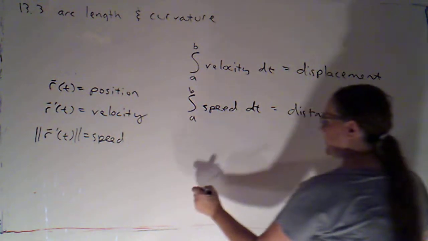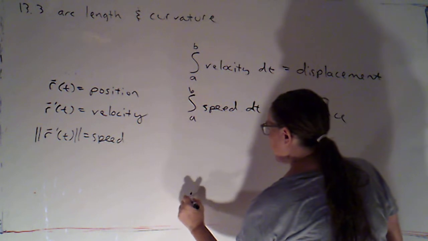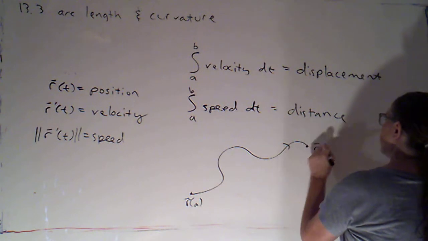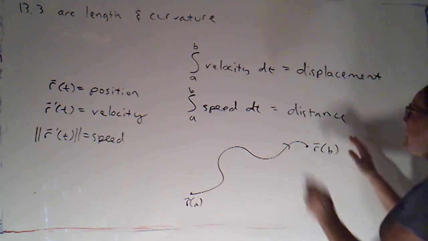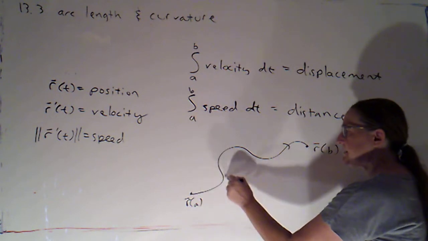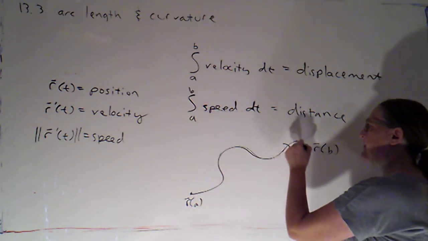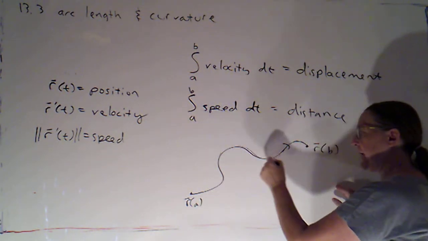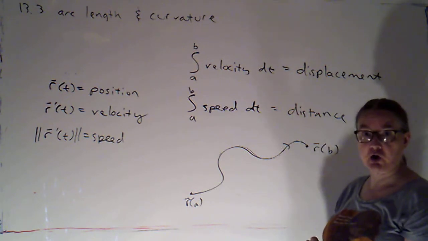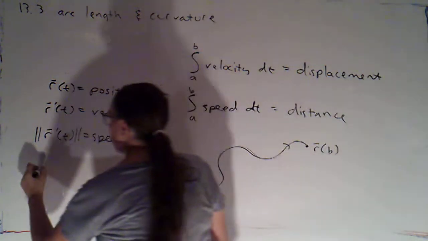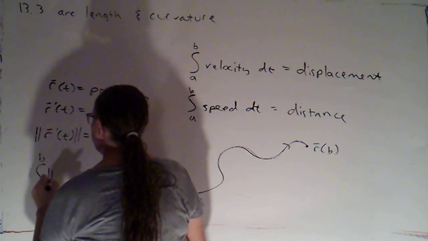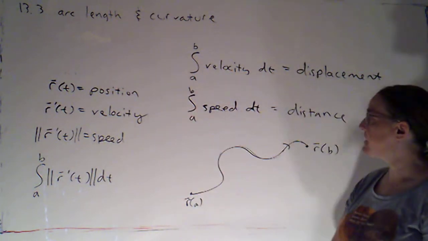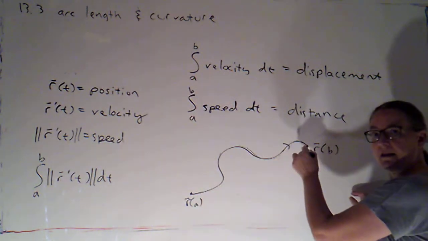Now, with a position function, if this is my position at time A, and I travel along, and this is my position at time B, the distance that I've traveled is simply going to correspond to the length of the path that I've traveled along. So that would correspond to the arc length of this particular curve. Okay, so if I integrate from a to b the magnitude of r prime of t dt, if that's a position function, that's going to give me the distance that I've traveled.